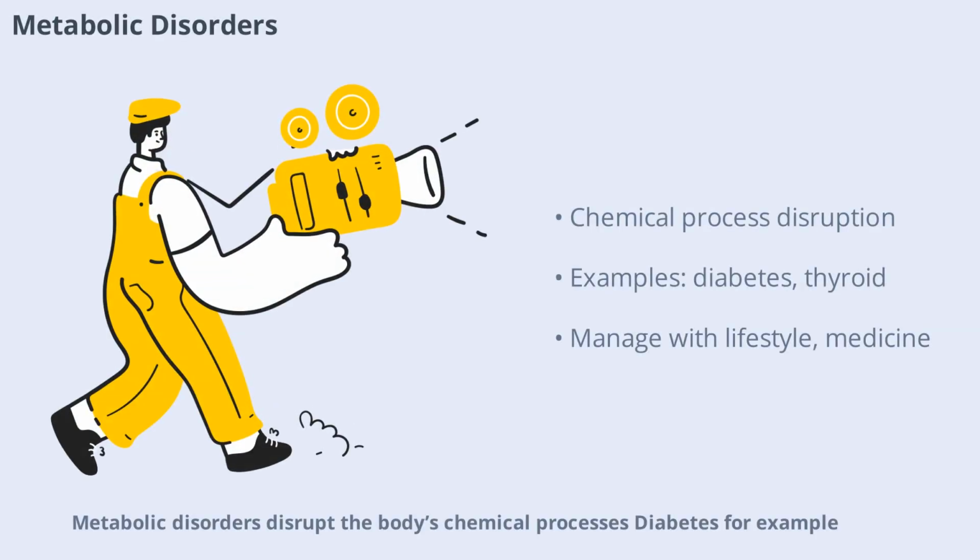Metabolic disorders disrupt the body's chemical processes. Diabetes, for example, affects how the body uses glucose, while hyperthyroidism speeds up metabolism. These disorders can lead to a range of symptoms from fatigue to organ damage. Understanding the underlying metabolic changes is essential for effective management and prevention.